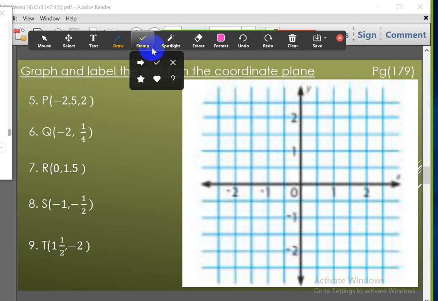What is the X here? What is the X? The X for point P. Who will tell me, girls, on the chat, please? What is the X?